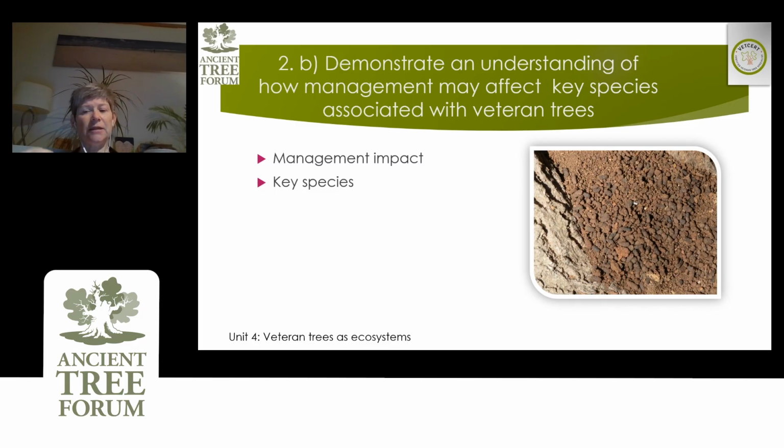And then I guess this is where it's about applied knowledge, that we want you to be able to demonstrate an understanding of how management may affect key species associated with veteran trees. So, for example, if you clear around a veteran tree, what impact may that have on the species associated with it? It may be very positive for the tree, clearing around it, but it may not be completely positive for the species. So if we take lichens and mosses as an example, mosses often prefer a damp and more shaded environment compared with lichens. Now that's generalizing, but there is a potential for a tree being opened up around.